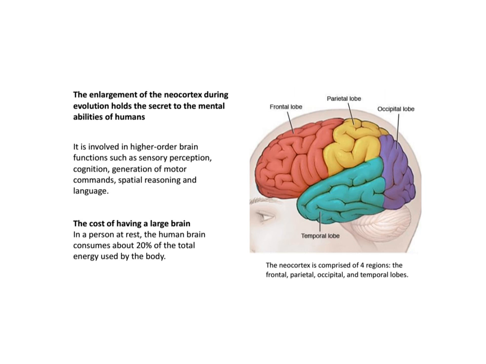In humans, for example, here we can see in this picture, the neocortex can be divided into 4 lobes: the frontal lobe, the parietal lobe, the occipital lobe, and the temporal lobe. And it's thought that the neocortex actually allows for higher order brain functions, such as sensory perception, cognition, generation of motor commands, spatial reasoning, and language. So a lot of the things that make us human are derived from having this structure called the neocortex.